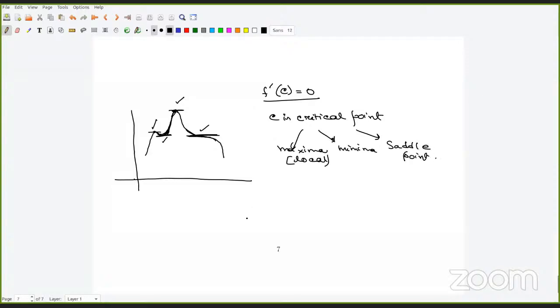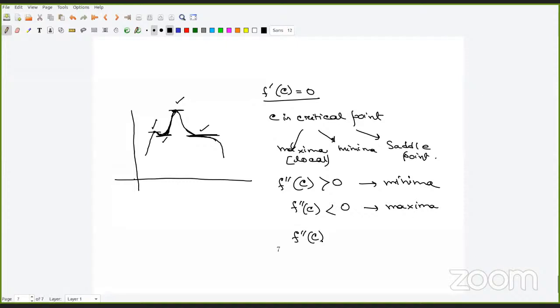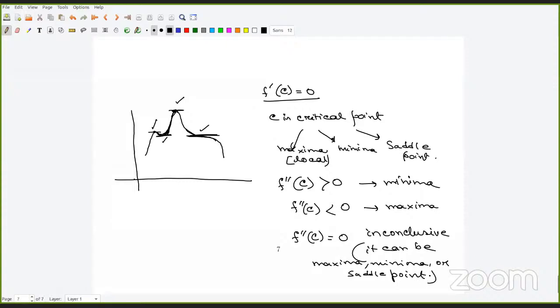Now we generally check for f double dash. If f double dash c is greater than 0, it is minima. Sorry, it is minima, right? f double dash c less than 0, it is maxima. f double dash c equal to 0, this is inconclusive. That means it can be maxima, minima, or saddle point. We cannot conclude. Then we have to take help from the graph. Otherwise, we cannot do that.